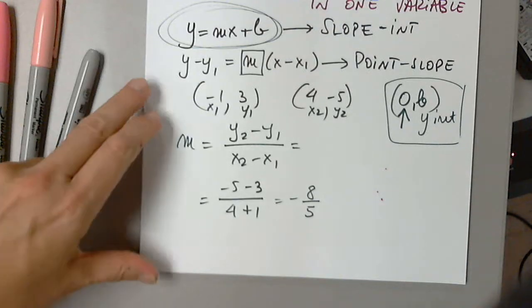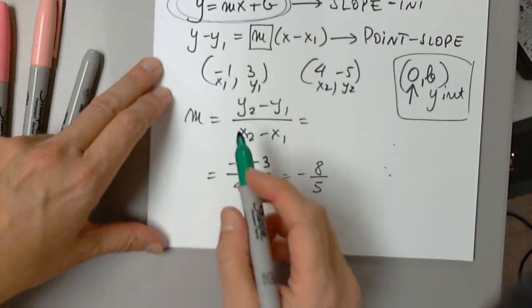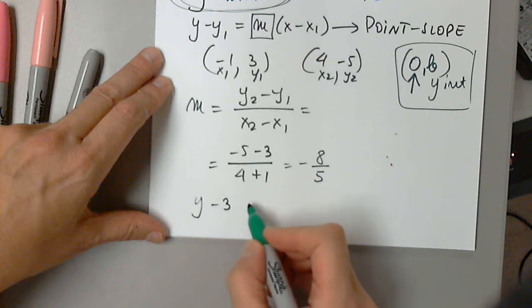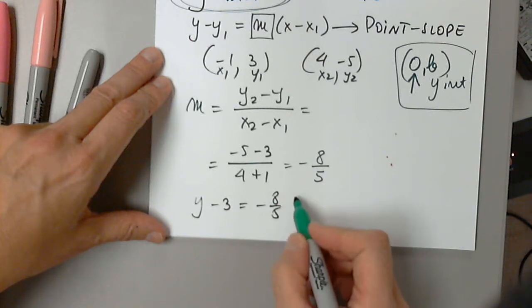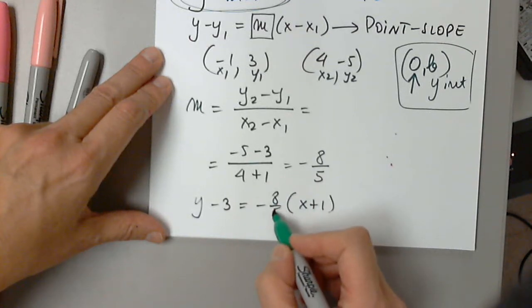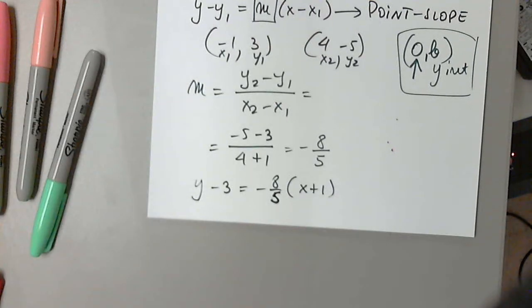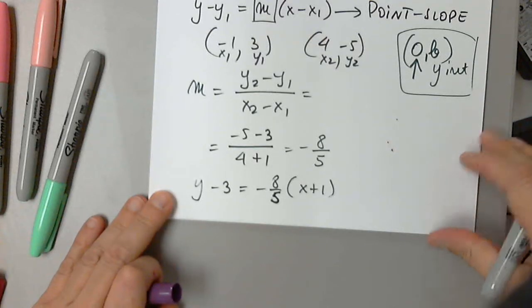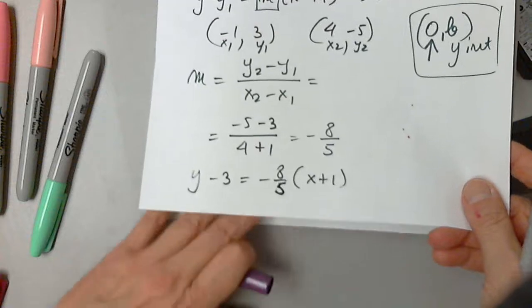Okay, so then I'm going to use the first point. So y minus 3 equals negative 8/5 times x plus 1. Let's take a moment. So I replaced y1 by 3 and x1 by negative 1. I would distribute negative 8/5 and move negative 3 to the other side. I have to solve for y. Can anyone dictate the next step?